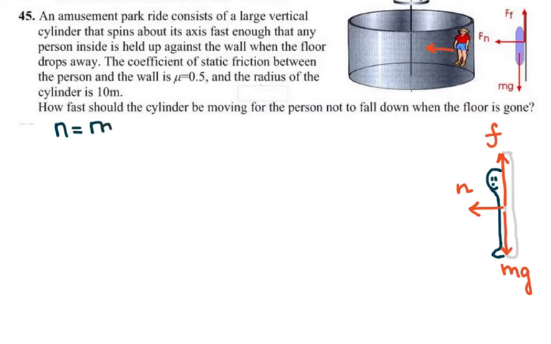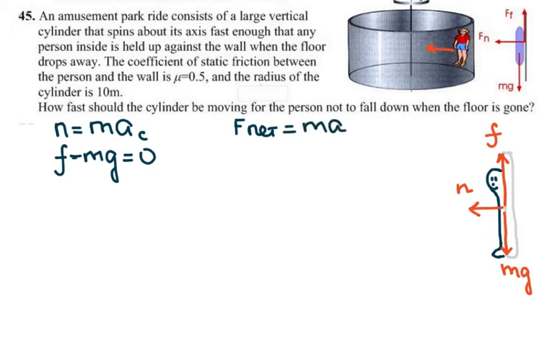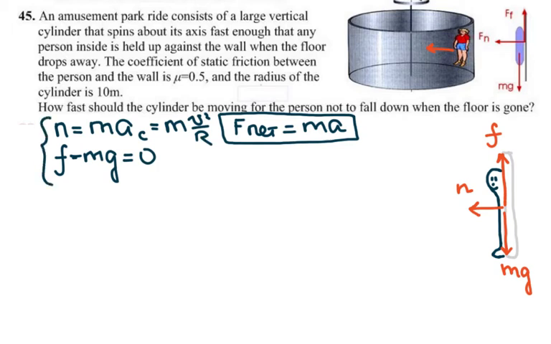So that is ac. And the friction minus mg is equal to 0. I'm using F net equals ma. Vertically, the person is not accelerating. Horizontally, the person does accelerate because the person is moving in circular motion, so that's mv squared over r. But vertically, there is no acceleration, so the net force is equal to 0.